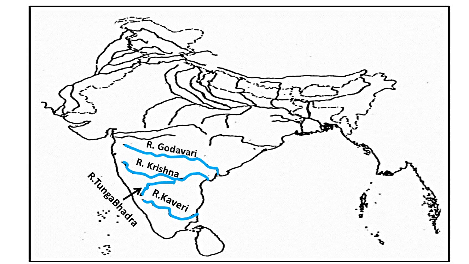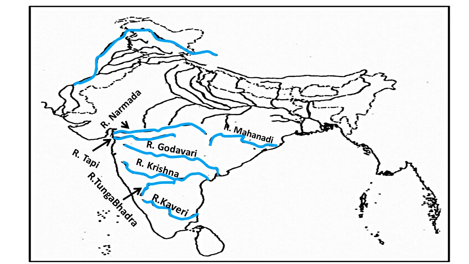Towards west, we have two rivers. First one is Tapi, River Tapi. Next is River Narmada. Towards east, we have River Mahanadi. Now we have finished all South Indian rivers. Now let's move on to the North Indian rivers.